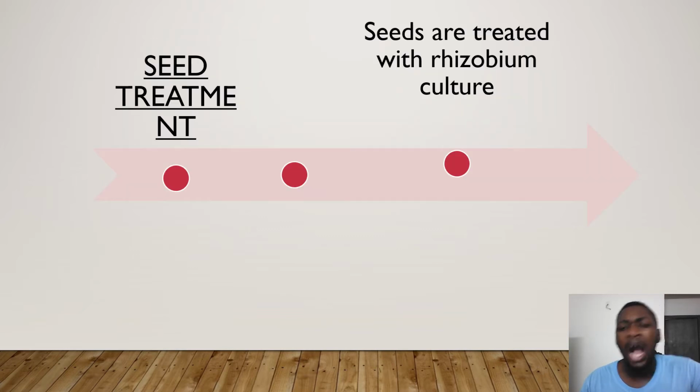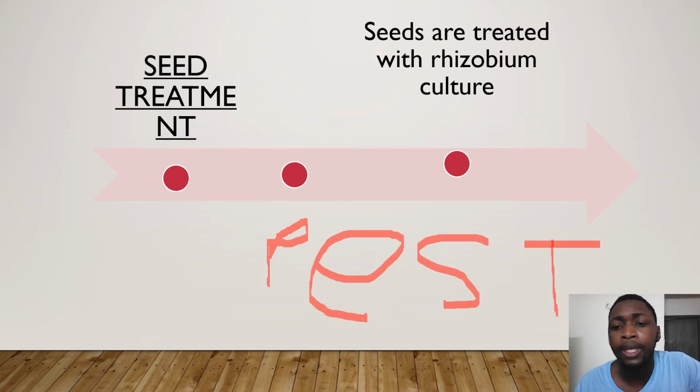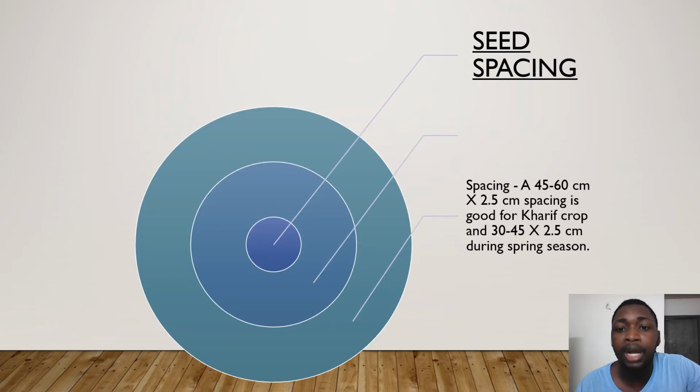Seed treatment. How can we treat the seeds of soybean before planting? Before planting, the seeds need to be treated in order to prevent the crop from attack by pests and diseases. So we need to treat the seeds before sowing in order for the crop to be free from the attack of pests and diseases. Seeds are treated with the rhizobium culture.